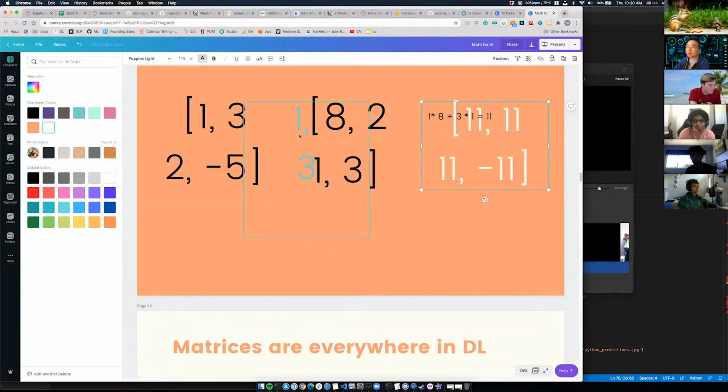You see that? And then you have the 1 and 3, and you go to the second row. So that's 1 times 2 plus 3 times 3, and that gives you the second 11.